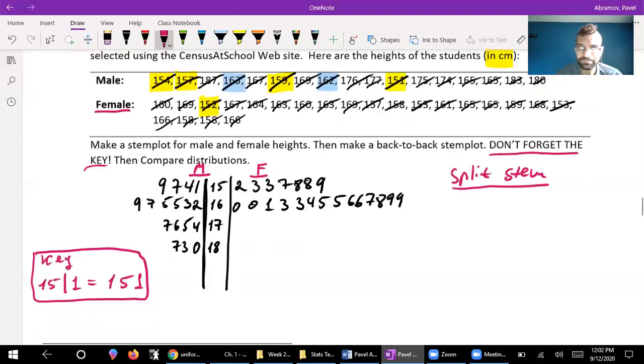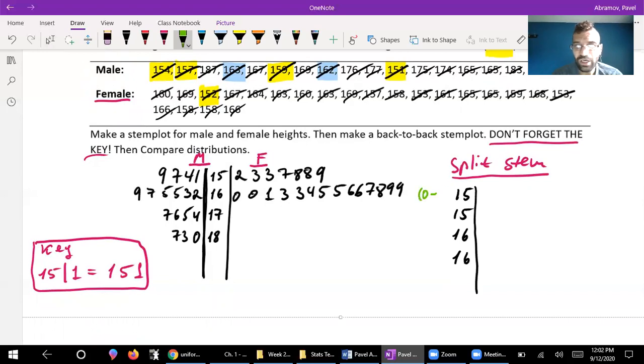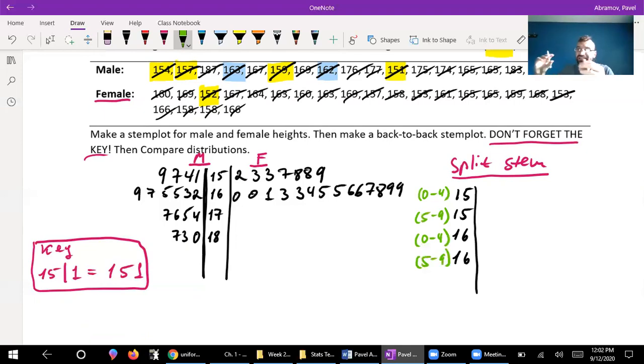For the split stem, what I will do is the following. My stem will be 15 and then 15, and I'll explain what it means in a second, then 16 and again 16. I'm not going to do 17 and 18 because there are no females here that are over 170 or 180 centimeters tall. So my first 15 is 150 to 154, and my second 15 represents 155 to 159. Same thing with 16: 160 to 164, and then 165 to 169. That will break up this long list a little bit better.